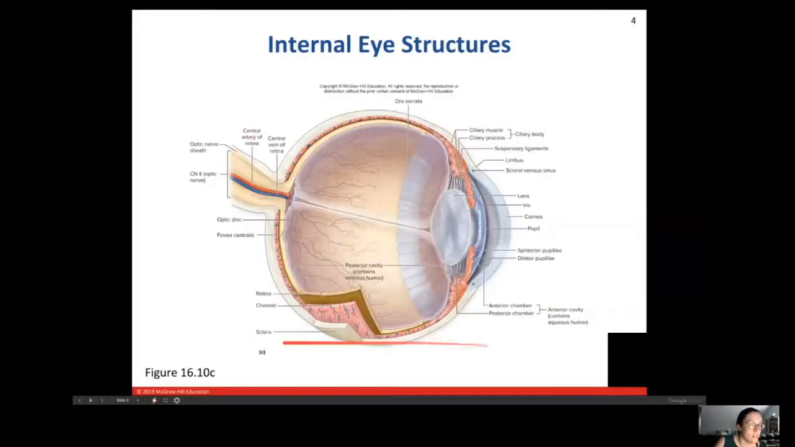So here is just kind of a review. This is what our eye looks like. If we look at light, it's going to be coming from outside and going in, right? So our eyes are special senses. They're found in the head. They're exteroreceptors, right? We're receiving things from outside the body.